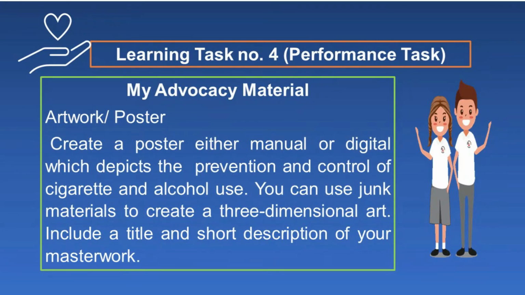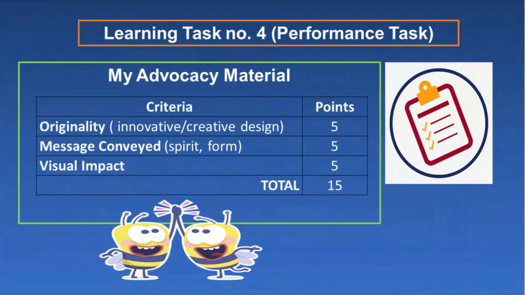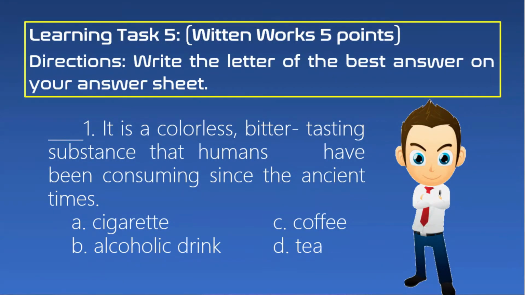For your criteria, originality 5 points, message conveyed 5 points, visual impact 5 points. Total of 15 points. Now, let's have a short quiz to assess your learning in our lesson. Learning task 5. Write the letter of the best answer on your answer sheet. Are you ready, learners? Let's begin.